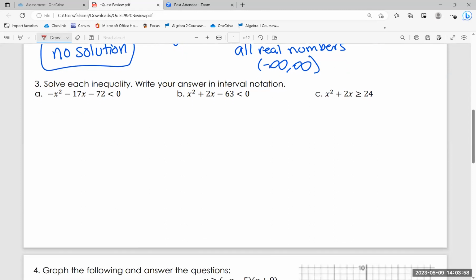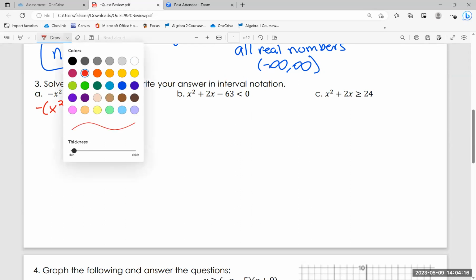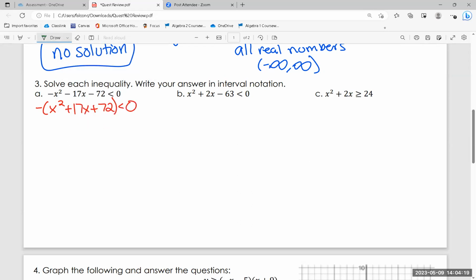So for 3a, it looks like there's a negative in the front. So I'm going to factor out a negative to help me make that x squared plus 17x plus 72 less than 0. So then we want to think of two numbers that multiply to be 72 and add to be 17. They're both going to be positive because we're multiplying to be positive, adding to be positive. I would think 9 and 8.